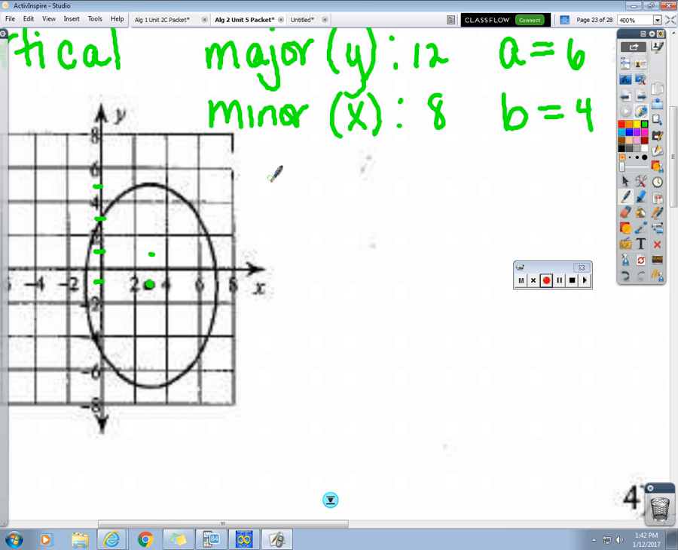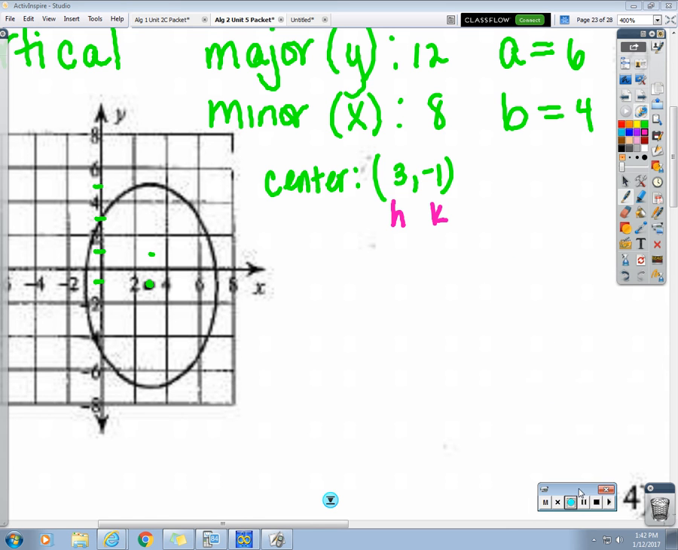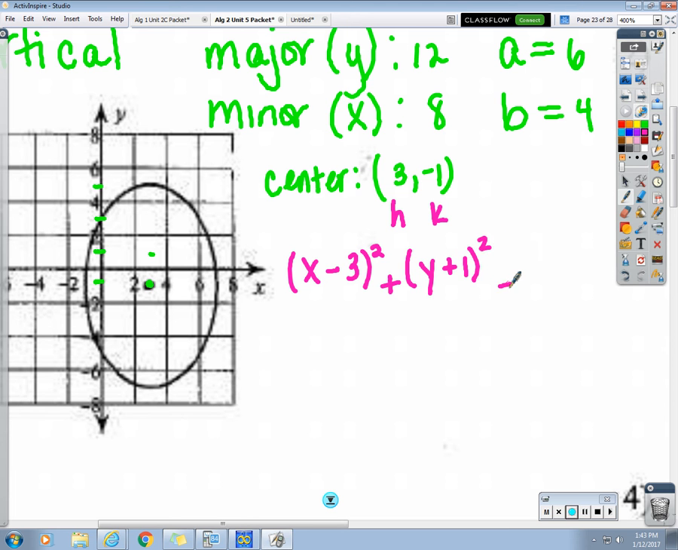We now need to find the center of this ellipse. 3, negative 1. Right, because you have to go right 3 units, 1, 2, 3, and down 1. Now, what's important about the center? It's our H and K, which is part of the equation, so we need it. So now we have everything we need to know to write the equation. So it'll be x minus h, which is 3, and you square that, plus y minus k, which is correct, and then square that, and then equals 1.